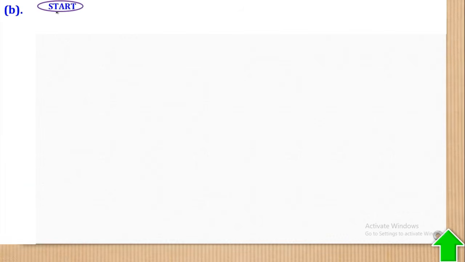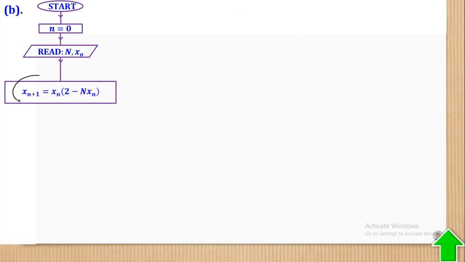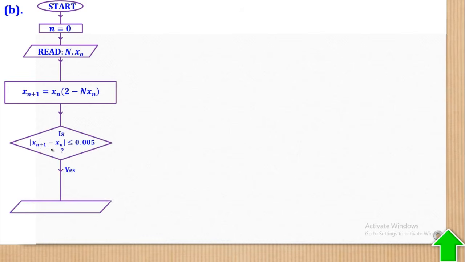So always start with the start, then go to initial start, which is n equal to 0, then read the initial approximation and the value of capital N as we are told in the question. After that, you go to the assignment where you feed in the formula which you derived. After that, we go to the first decision, which deals with accuracy or tolerance. Then if yes, you can go ahead and print the number and its root, and then you stop.